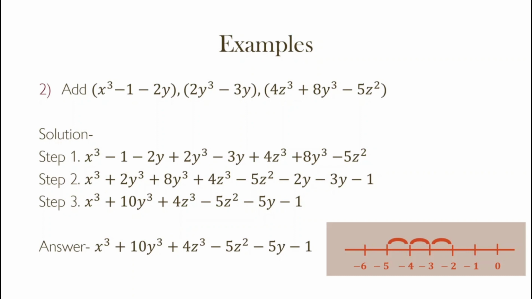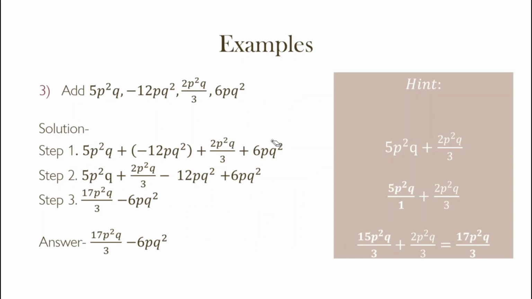Now moving to the third example, which says add 5p²q, minus 12pq², 2p²q over 3 and 6pq². The only difference in this question is that we are having a fraction. So how to solve such kind of questions? First, the first step is same.